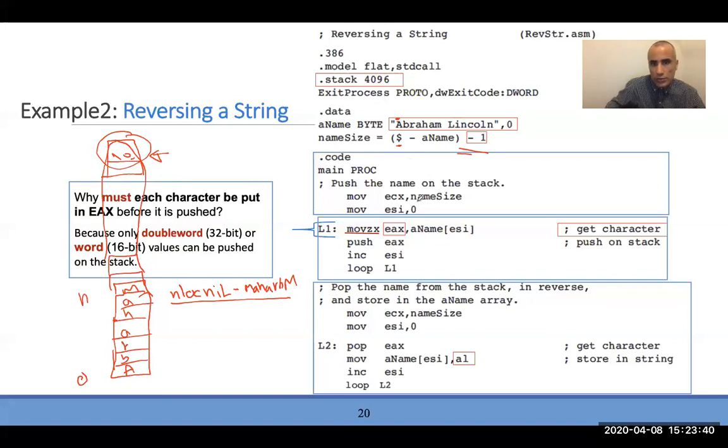And then here we move the name size, okay? That is the length of this string, to ECX. We move 0 to ESI, and we use movzx right here. Why is that? Because we want to move the name, right? And the name right here, the name is a byte, right? And we need to move it to EAX. So since it's a byte and we need to move it to EAX, we have to use the ZX, right, to extend the byte into another 3 bytes. Do you see what I'm talking about, guys?